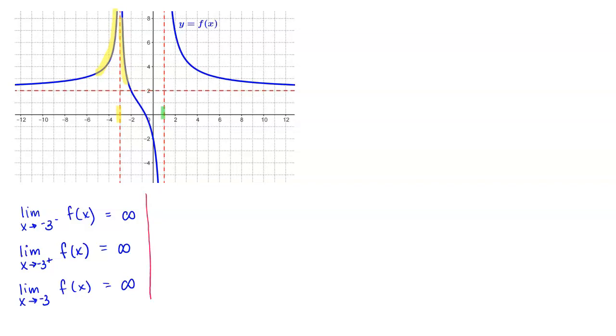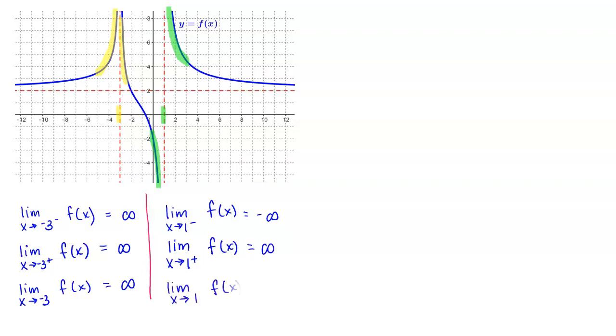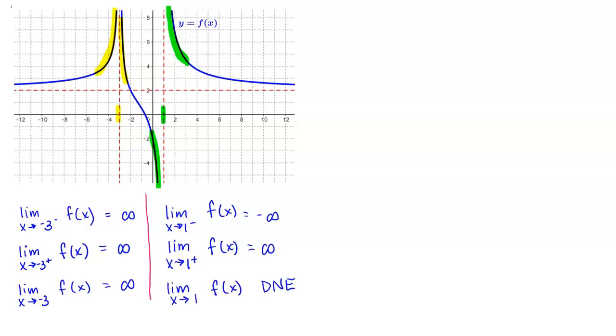Now let's look over here at x equals 1. And let's first look at the limit as x goes to 1 from the left. And in this case, y gets very, very big and negative. So the limit is negative infinity. But if we approach 1 from the right, y gets very, very large. So that limit is positive infinity. And since the two one-sided limits are different, the two-sided limit as x approaches 1 does not exist.